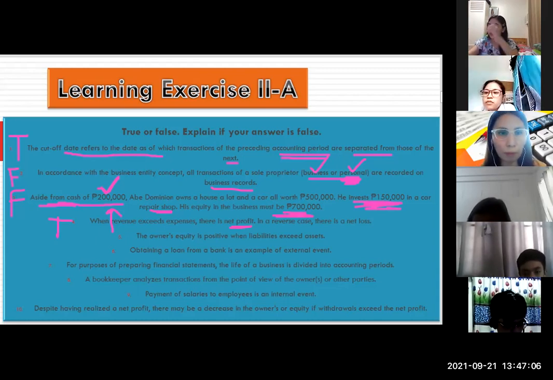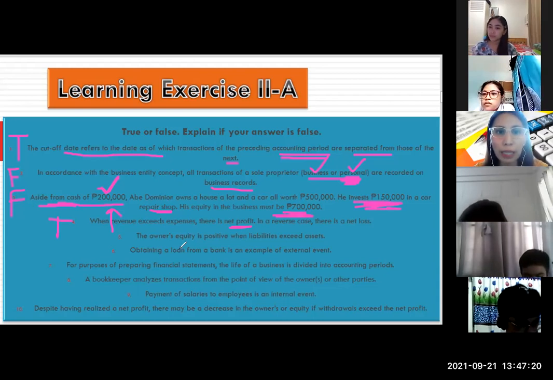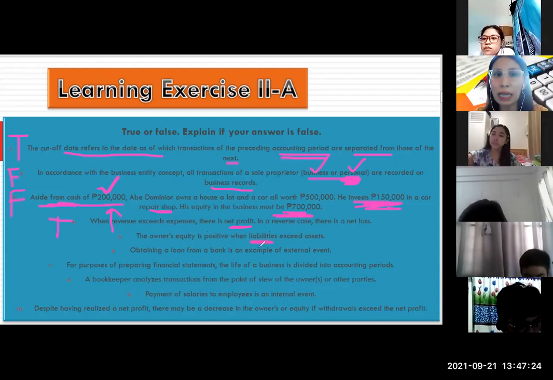The owner's equity is positive when liabilities exceeds assets. True or false? False is the correct answer. Bakit? The owner's equity daw is positive when liabilities mas mataas eh. The liabilities exceeded the assets. Negative yan. Magne-negative ang owner's equity.